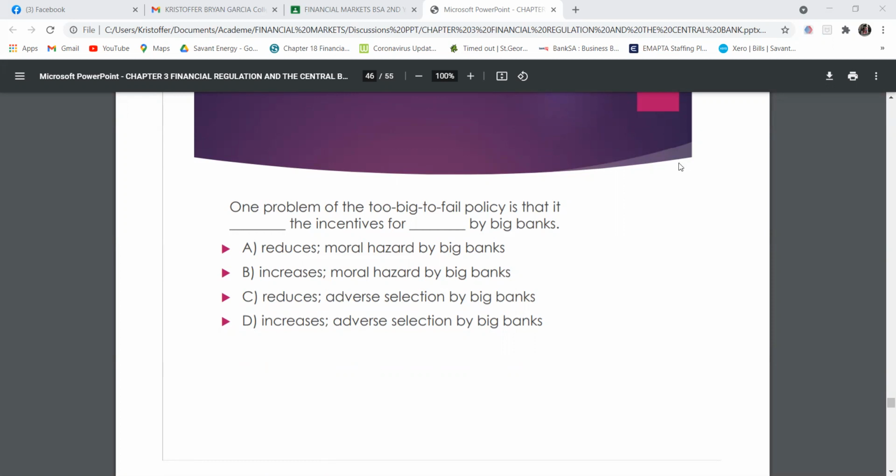Jim. One problem of the too big to fail policy is that, sir, letter B po, increase moral hazard by big banks po. So, ano explanation mo? So, mukhang pangit yung signal ni Jim, no? So, who can explain?